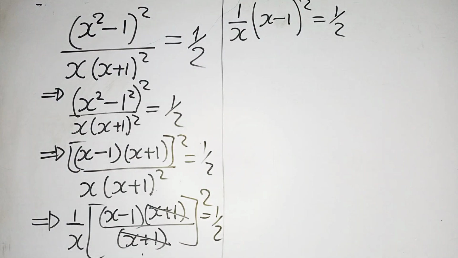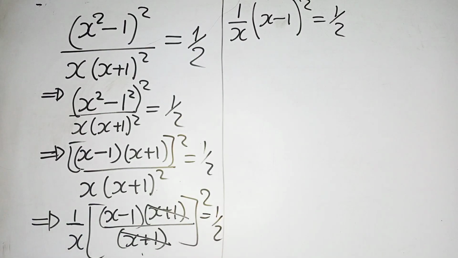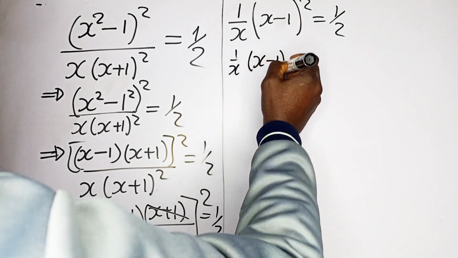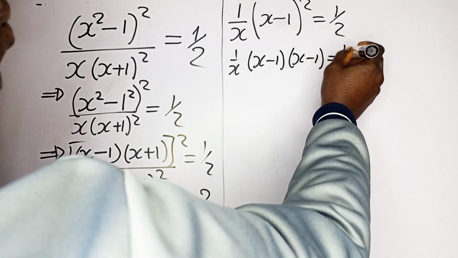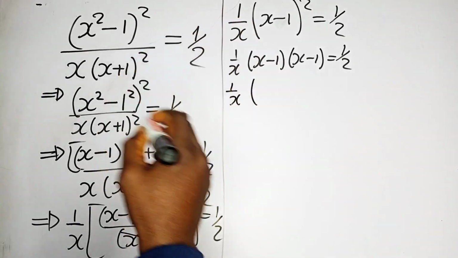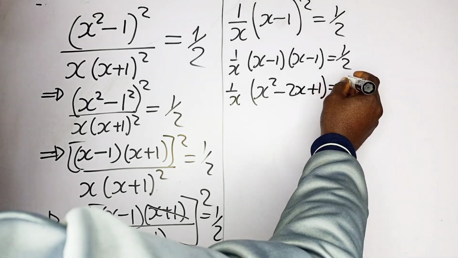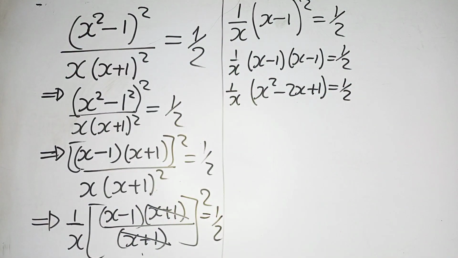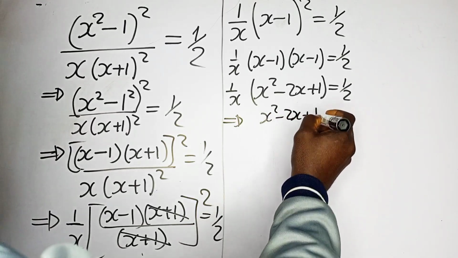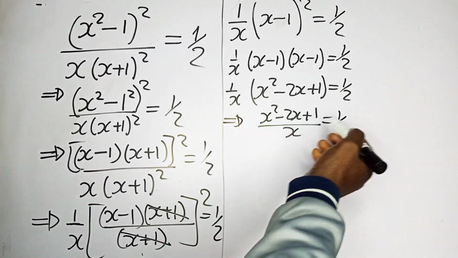This gives us that. Now, what do we do next? We open this parenthesis: (x − 1) squared over x squared... we write 1 over x times (x − 1)(x − 1) is equal to a half. Open that parenthesis: 1 over x times (x² − 2x + 1) is equal to a half. This can be written for short as (x² − 2x + 1) over x equal to a half. So we have this fraction equals that fraction.